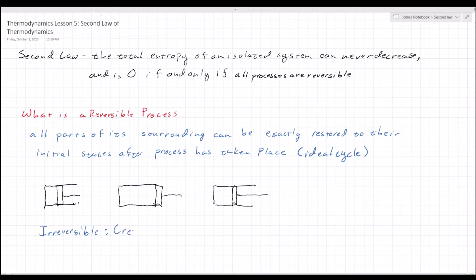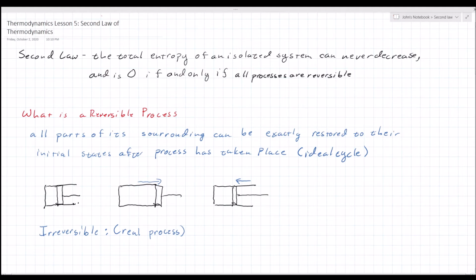This is a real process. Well, before we get to irreversible or real processes, let's discuss what an ideal cycle is, or reversible processes. So here I have a piston. The gas expands and pushes that piston out, and then the piston comes back in.